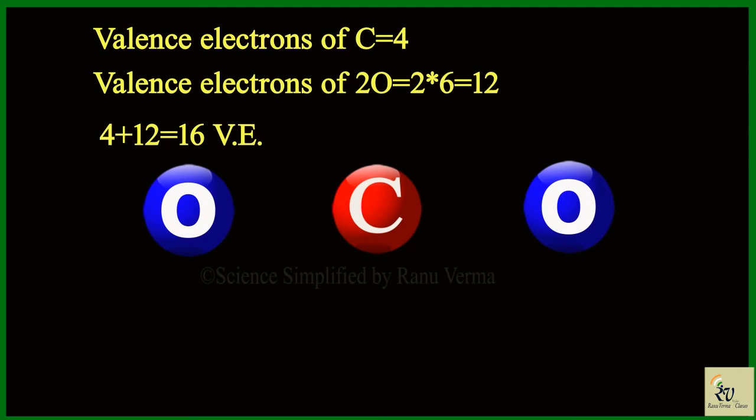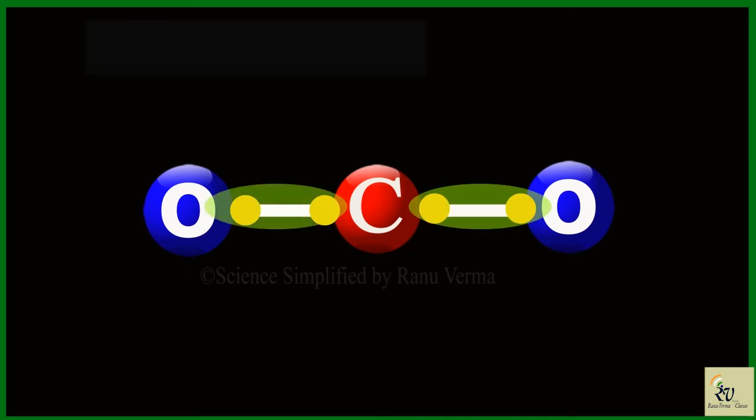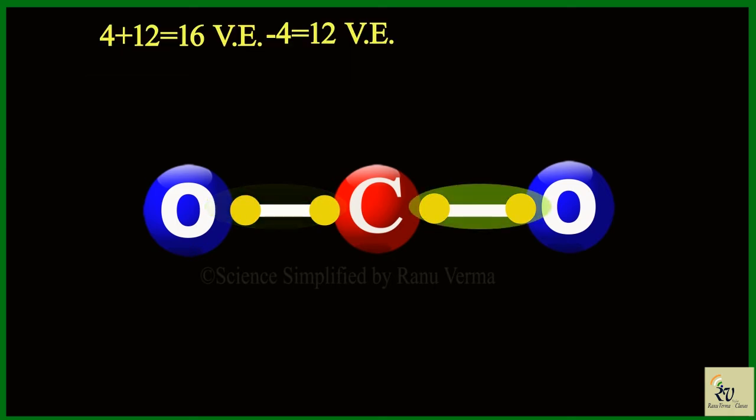Now we will attach the atoms with single bonds. Electrons which make bonds are called bond pair electrons. In one bond, 2 electrons are involved. In making 2 single bonds, 4 electrons are utilized. Now, valence electrons 16 minus bond pair electrons 4 equals 12 electrons left.